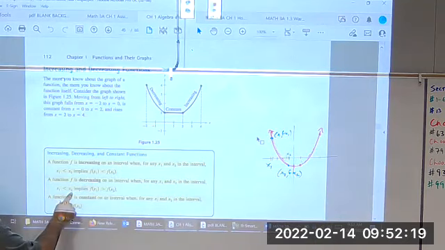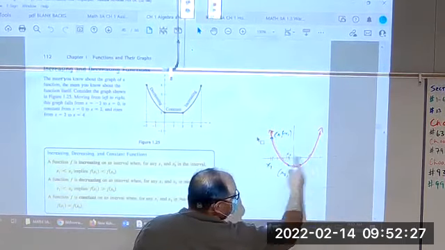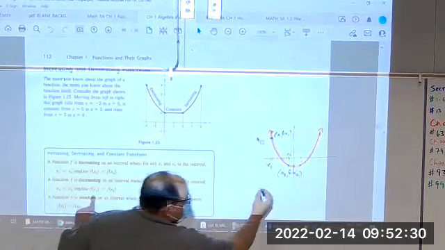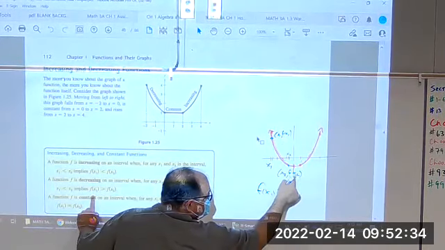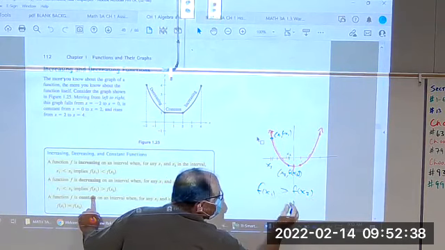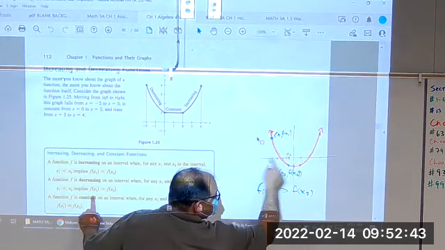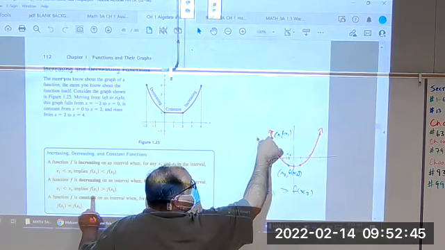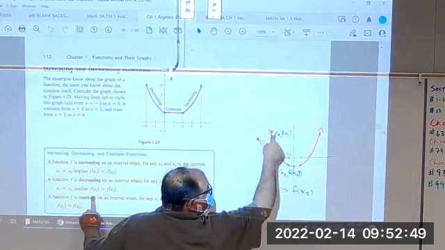Again, from left to right, x sub 1 is smaller than x sub 2. X sub 1 is to the left of x sub 2, so we're going left to right. F of x sub 1, that y, is bigger than f of x sub 2. So this y value is bigger than that y value for all of the x and y values here, which means as you go from left to right, the next y value is below it, you're going down.